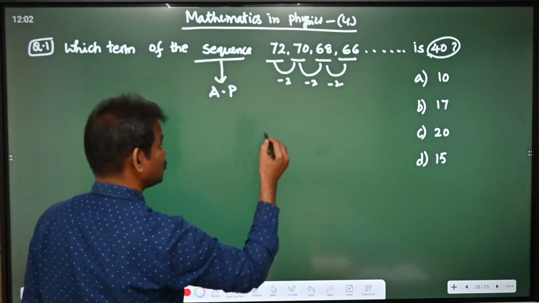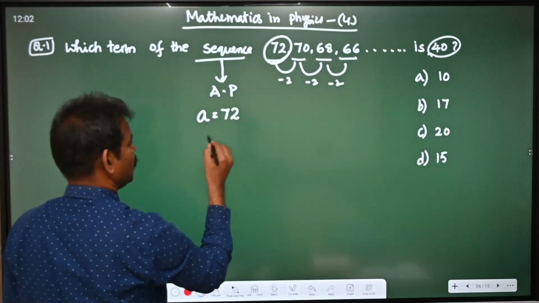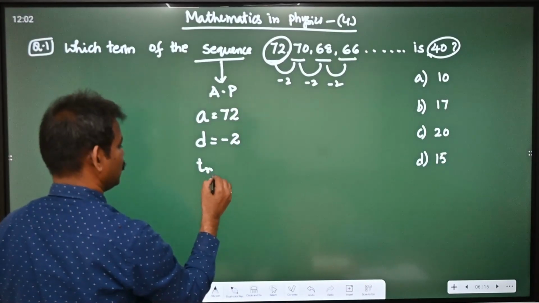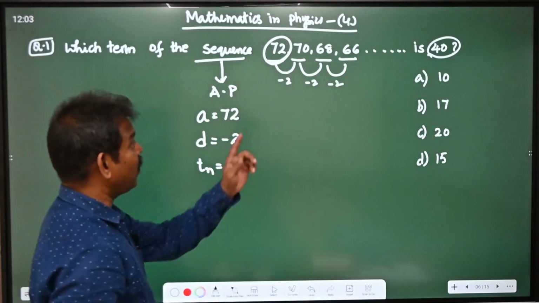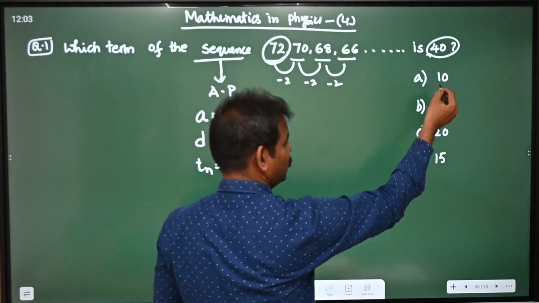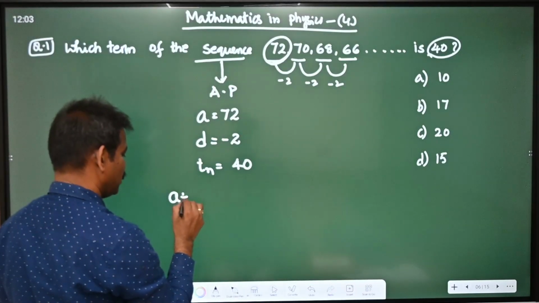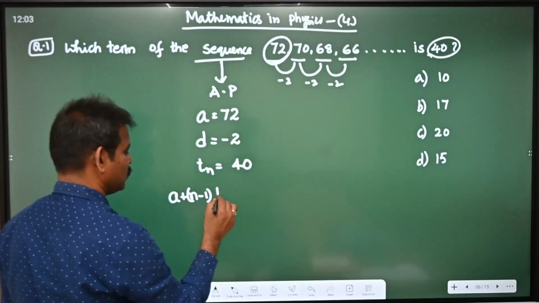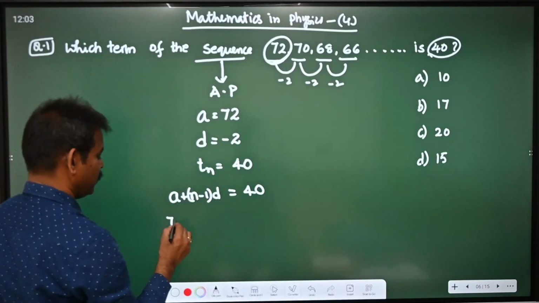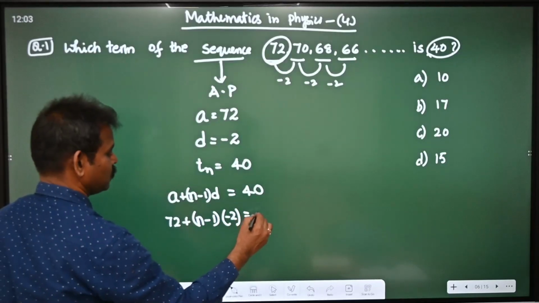In this, this is our first term. So A is equal to 72 and the common difference is minus 2. And I want the nth term which is equal to 40. I want the number of the term. Which term? The options are 4th, 5th, 7th, 10th, 17th, 20th or 15th. We will see. We know the nth term is given by A plus n minus 1 into D, must be equal to 40 according to the given data. And A is equal to 72 plus n is unknown to us, common difference is minus 2, is equal to 40.